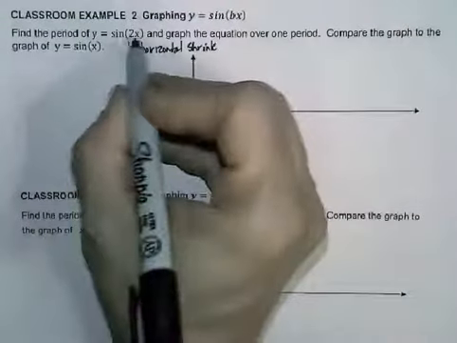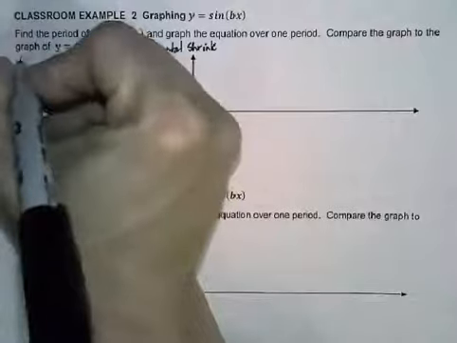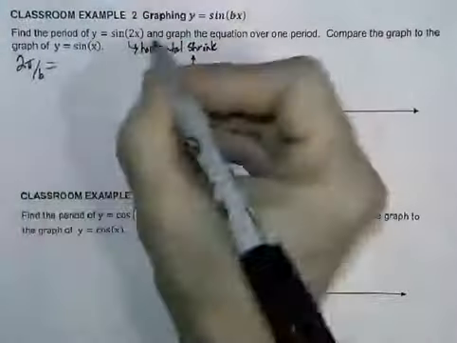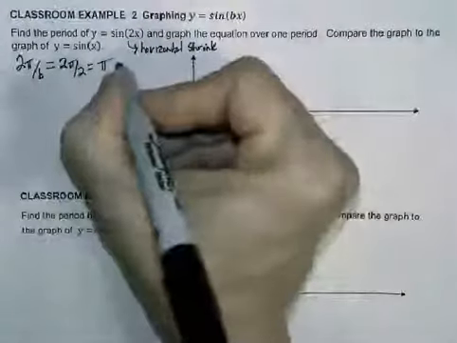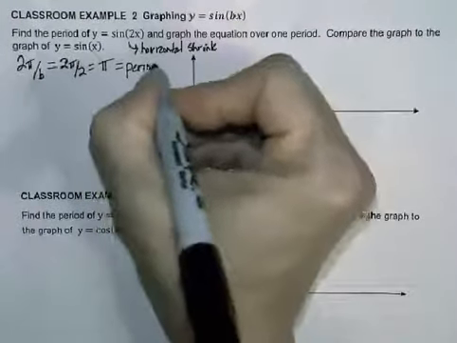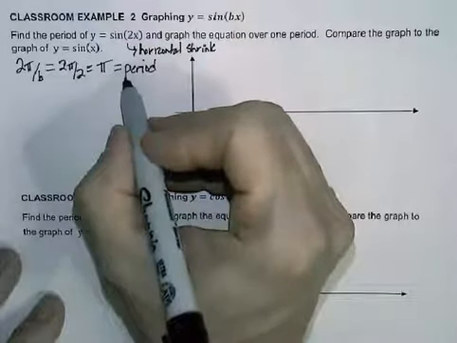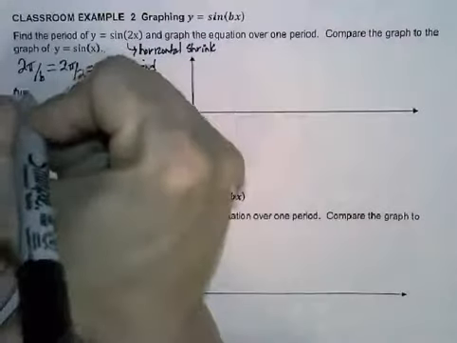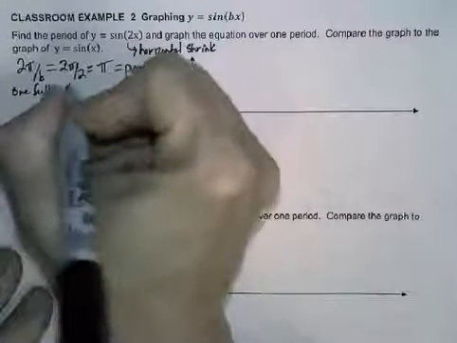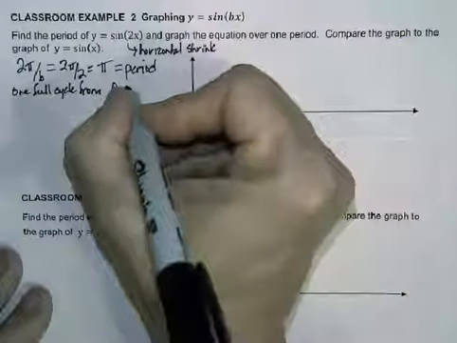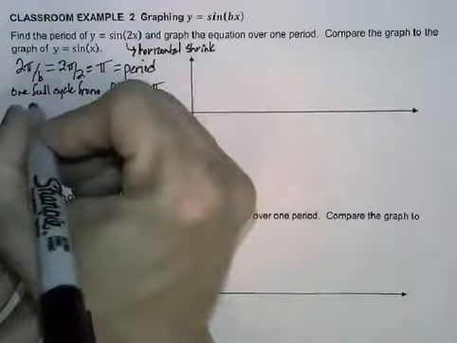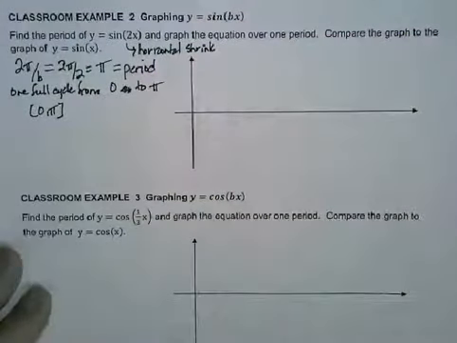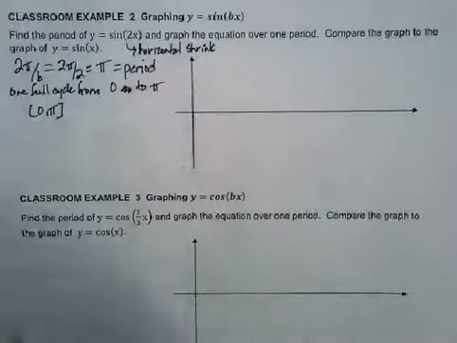We can find what the actual period is by using that little formula. 2 pi over b is going to be our new period. Our b is 2. So this is going to be the period for this particular graph. That means that instead of going through one full cycle between 0 and 2 pi, we'll go through one full cycle of the graph between 0 and pi. Sometimes we list this as an interval. So this would be where we'd have one full cycle or one full period of our graph between 0 and pi.